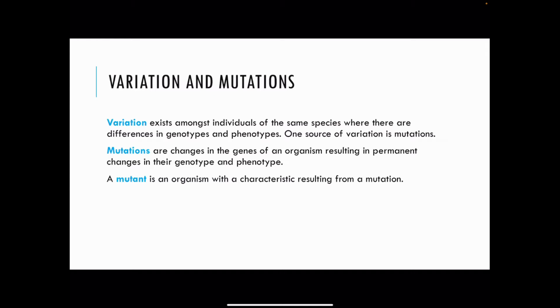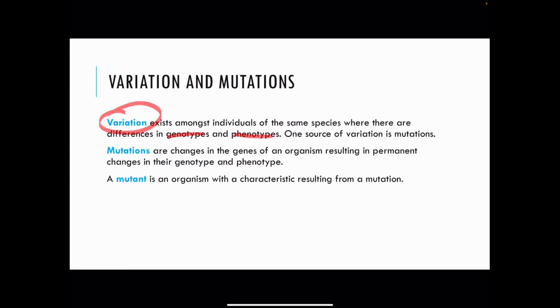Now, starting with variation. So variation basically just means that we all look different, okay? So variation exists amongst individuals of the same species, where we are different in terms of our genotype and phenotype, okay? So we're human beings, we all follow the same genetic code, we all have the same genome. But the reason that we don't look identical and act identical is because of this variation here. So there are changes in our genomes, meaning that our phenotypes or our physical expressions of the genomes are different, all right, and so therefore we're different.